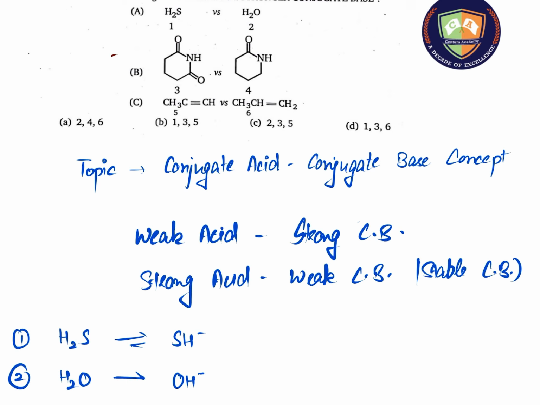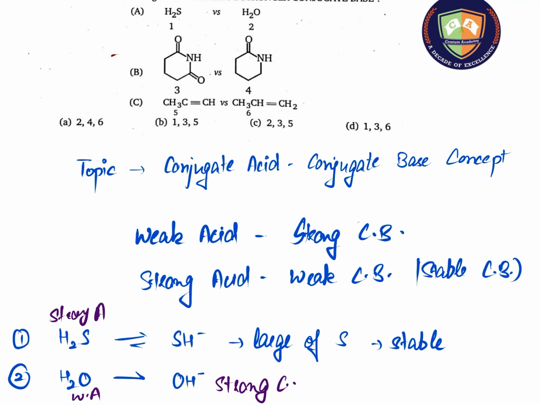SH negative is more stable than OH negative because of the larger size of sulfur. The larger size of sulfur disperses the negative charge over more area than oxygen. That's why SH negative is stable. If SH negative is stable, it means H2S is a strong acid and H2O is a weak acid having a strong conjugate base. So for the first option, our answer would be 2.